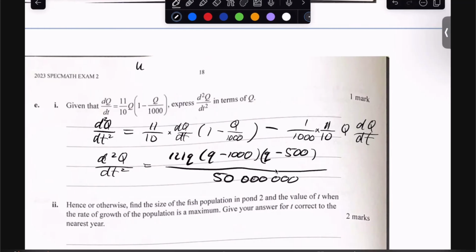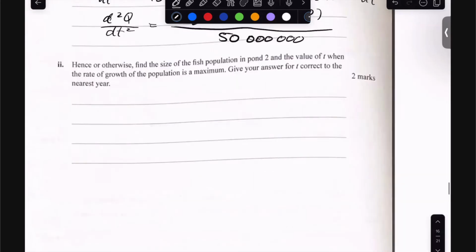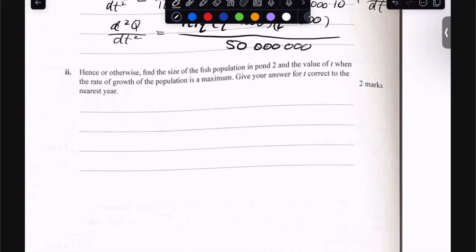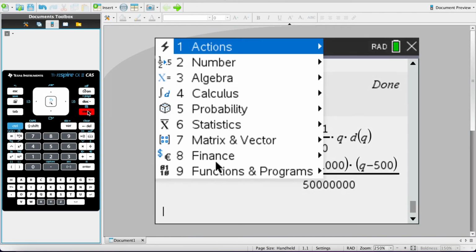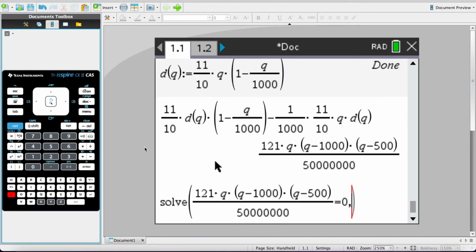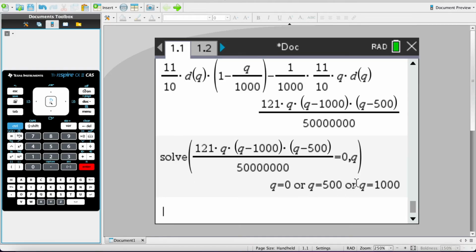Well, I hope not. Hence or otherwise find the size of the fish population in pond 2 and the value of t when the rate of growth of the population is a maximum. So what you're finding is when the rate is a maximum, so you solve d squared Q over dt squared is equal to 0. And so menu 3, 1, this is equal to 0, comma Q. It says give your answer for t correct to the nearest year, but it doesn't say anything about Q. So these look kind of nice. We just want to know which one's a maximum and which one's a minimum.